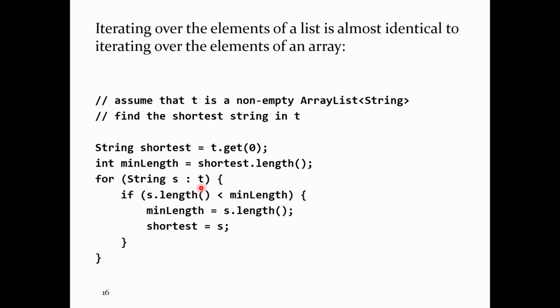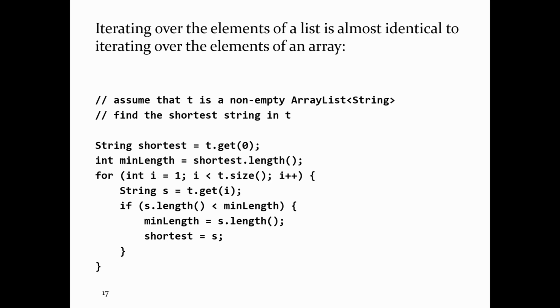Just like with an array, you can write a for each loop. So for each string s in t, compare the length of the string s to the current minimum length. Remember, in the for each loop, s corresponds to the element in the list that we're currently looking at in this iteration. The first time through the loop, s is the first element. The second time, s is the second element, and so on. When this loop ends, you'll end up with shortest referring to the shortest element in the list.